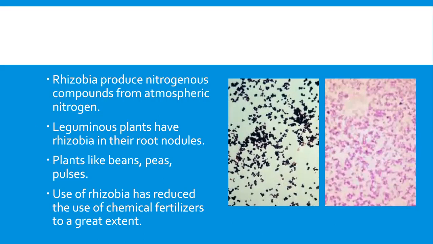So, how does rhizobia reduce the use of chemical fertilizers? Fertilizers generally provide nitrates, nitrites, and ammonia to the plants. But just imagine if the plant already has rhizobia in its roots, that means you won't have to use chemical fertilizers. That means there will be less pollution. That means there will be less use of chemicals in the food that we eat, and it will be more organic, right? So that's why we need rhizobia.